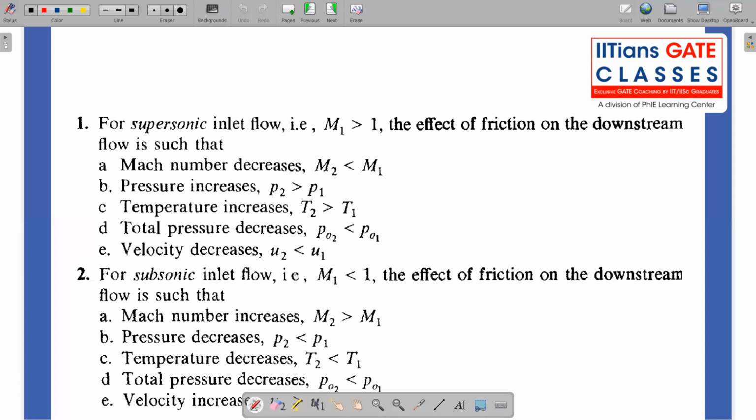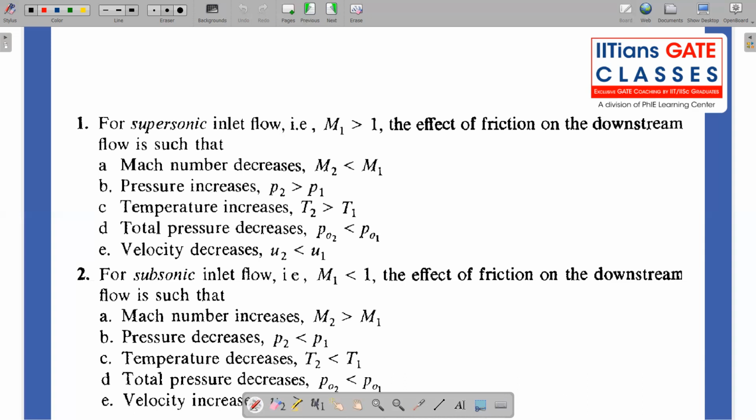In subsonic case, again, Mach number increases, pressure decreases, it's opposite to what happens in supersonic case. Temperature decreases here, it's not going to increase like in heat addition case. So this Fanno curve is kind of a converging curve. Whereas Rayleigh curve, what you see, both of them, the subsonic branch and the supersonic branch, they tend to increase in temperature, right? But in this case, the temperature decreases for subsonic case. Total pressure decreases because of the friction effect. Velocity increases because flow is accelerated, right?